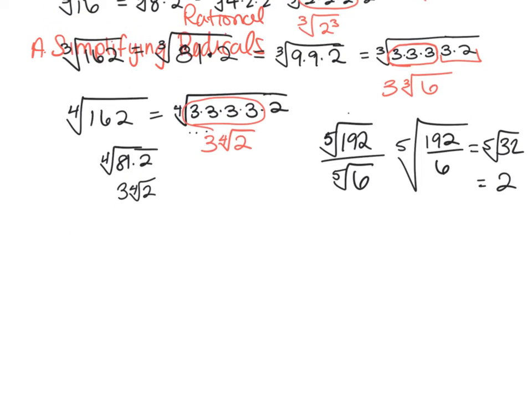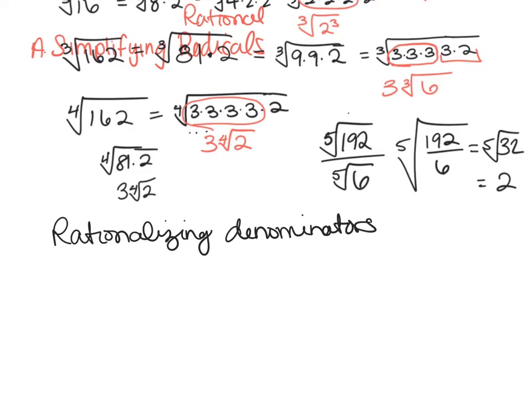Let's do some more. So that was using our quotient property kind of backwards. And then we can also rationalize denominators. So let's talk about rationalizing denominators. So we'll look at, let's say, the square root of 1/2.